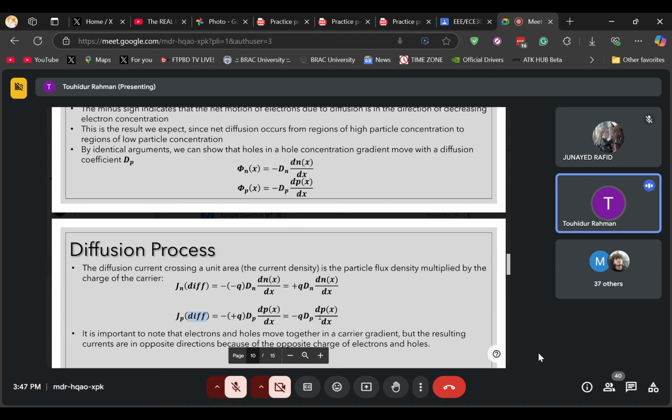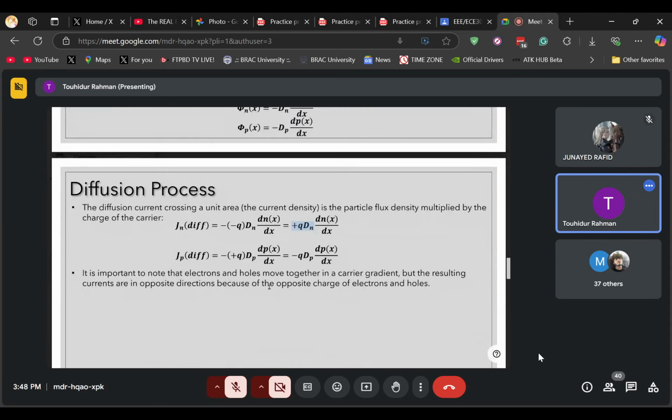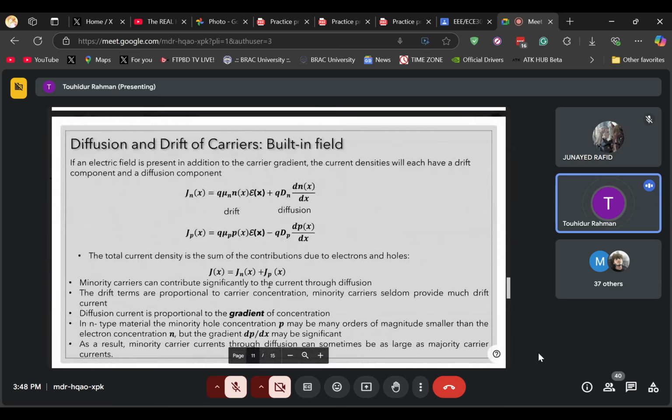So this is the only exception out of a few. This is the only exception where the sign of the expression, not the charge, which is still positive, but the sign of this expression for hole is negative, but the sign of the expression for electron current is positive. Electron diffusion current is positive. Okay, make sense? Any question? Okay, if there is no question, let's move on.